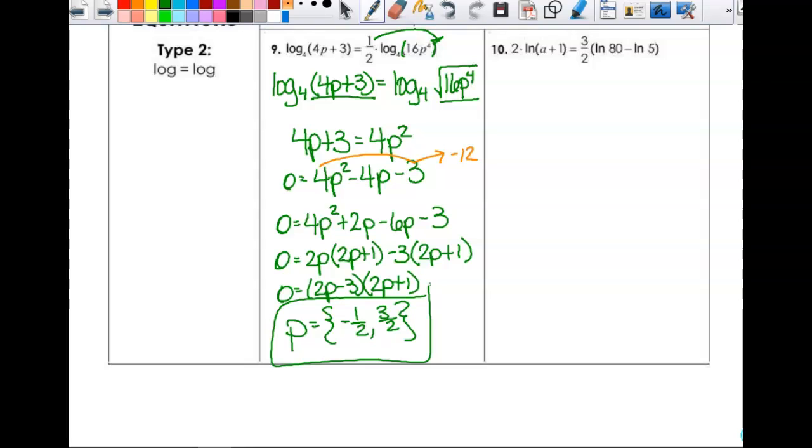Let's look at number 10. So I have 2 logs over here. I only have 1 over here, but I have this out front. So I do need this to become an exponent. I can't make this an exponent until I combine these, or I'd have to distribute it. I don't think I want to distribute it. I think I'd like to combine them first. So on the left, I'd get the natural log of a plus 1 squared equals 3/2 times the natural log of 80 divided by 5.